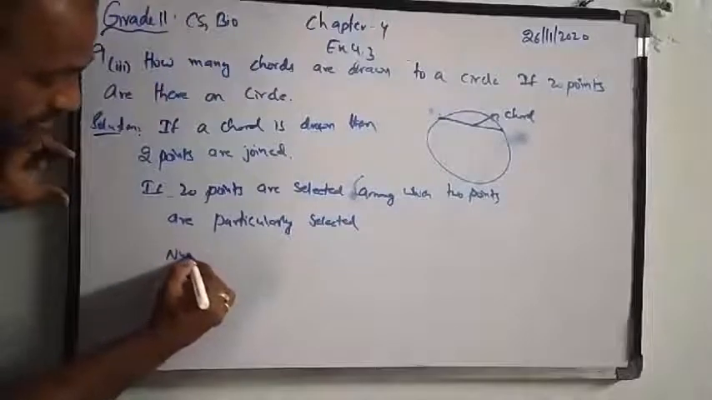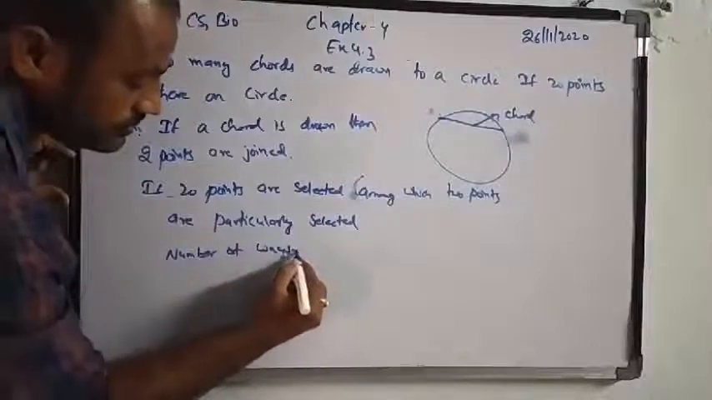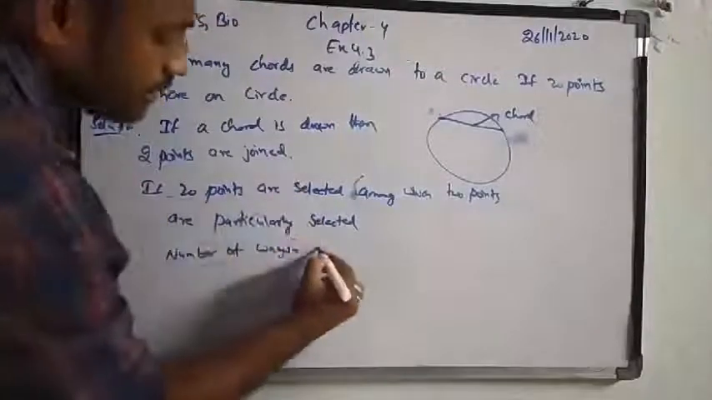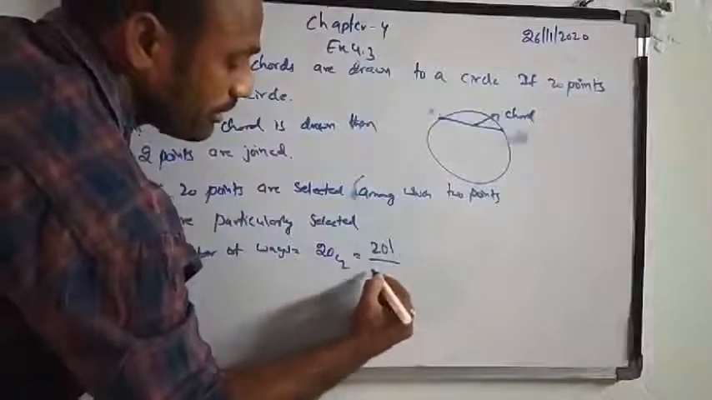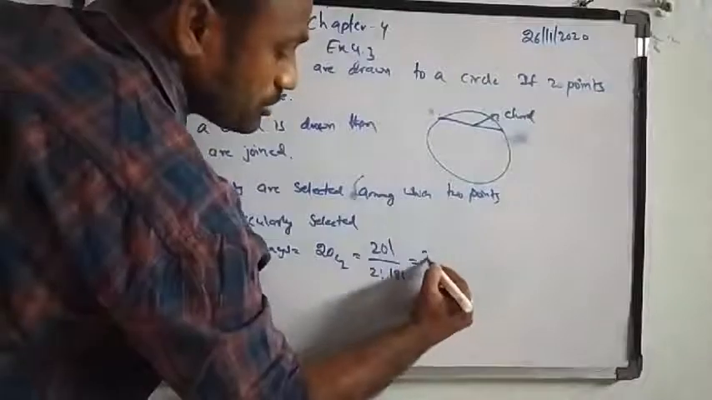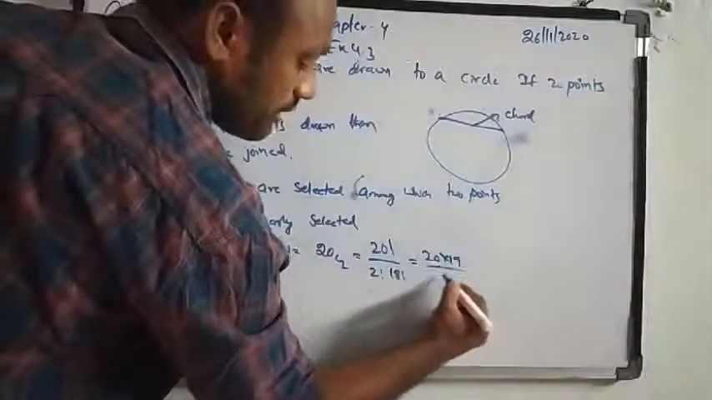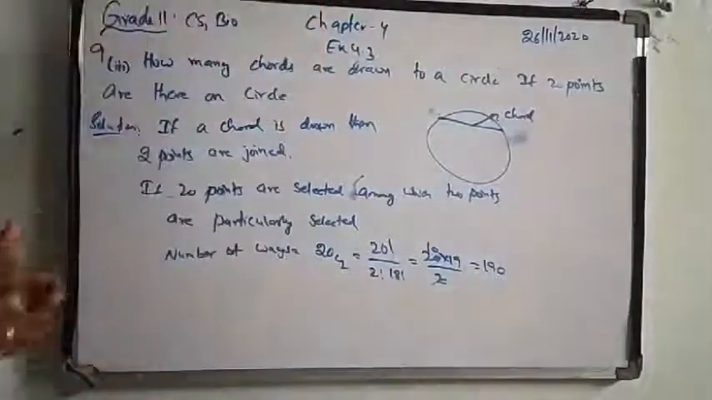Therefore, the number of ways is 20C2, that is 20 factorial by 2 factorial into 18 factorial. So that is 20 into 19 by 2 ones, 2 tens, which is 190 ways.